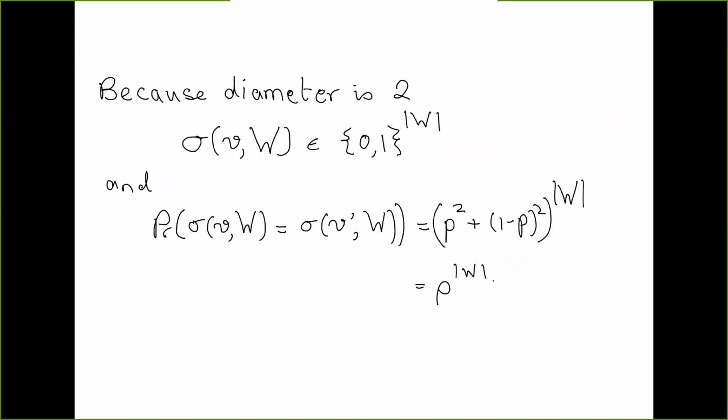Because the diameter is 2, the signature is just the 0, 1 vector, {0,1} to the capital W. And this is where the rho comes in. The probability that V and V dash have the same signature is rho to the size of W. So that's where the rho comes in. Obviously, the bigger the rho, the less likely the two vertices are to have the same signature. So with a big W, you can actually figure out where the fugitive is.